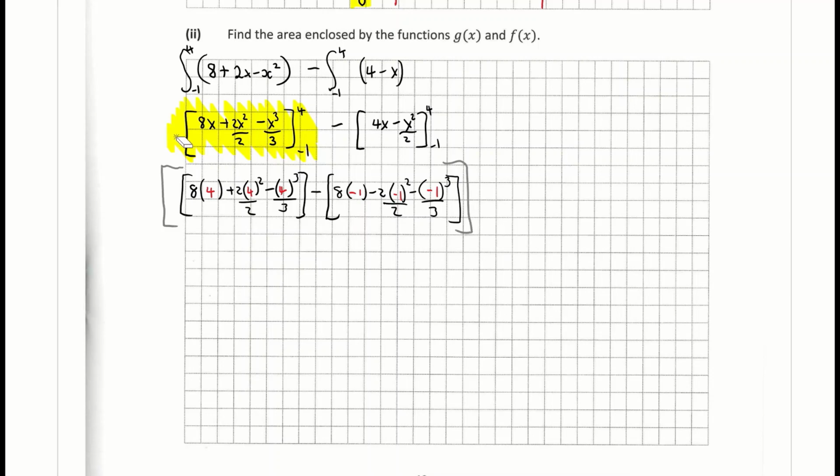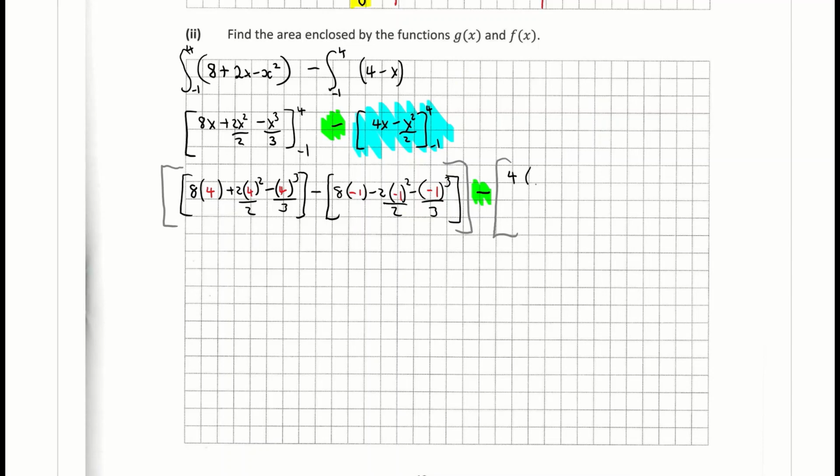So that's the curve done. Now I'm going to come over and do the same thing for the line. First of all, though, I need to put back in this equal sign. So I'm going to put a minus sign here, and I'm going to subtract. And what are we subtracting? 4x minus x squared over 2.